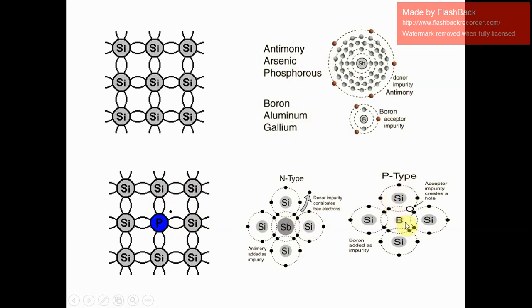P type is formed when doping with boron, that means doping with lower oxidation state atoms. So due to this boron there will be one extra acceptor impurity that creates a hole. There is a hole, so this is a P type semiconductor. So generally there are two types of semiconductor, N type and P type. Based on this, many types of devices are classified further.